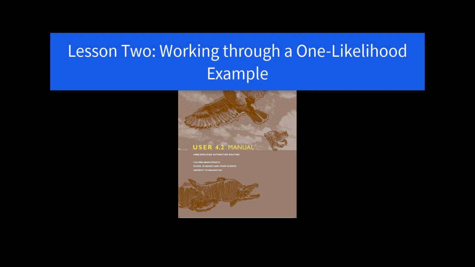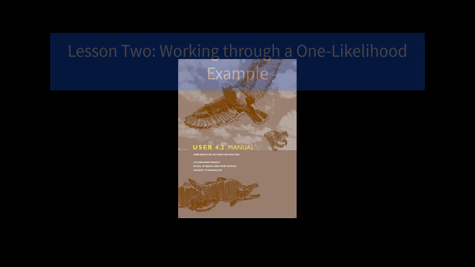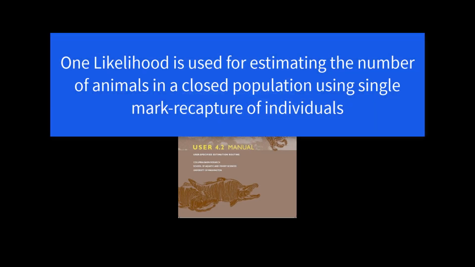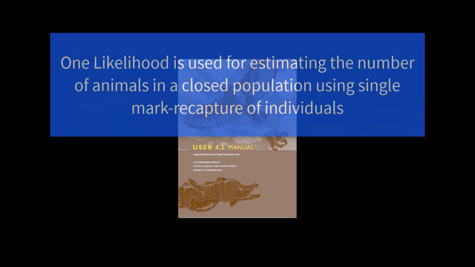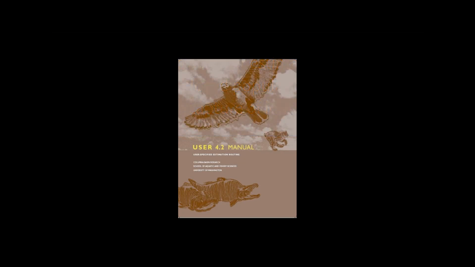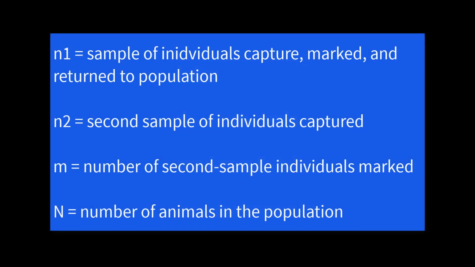Today, in this second video, we'll be looking at the one likelihood example, a simple method for estimating the number of animals in a closed population using a single mark recapture of individuals, also known as the Peterson Method. A sample of N1 individuals is taken from the population and marked for future identification and returned to the population. After some interval, a second sample of N2 individuals is taken and it is found that M of them are marked. We are interested in estimating the parameter N, the number of animals in the population.